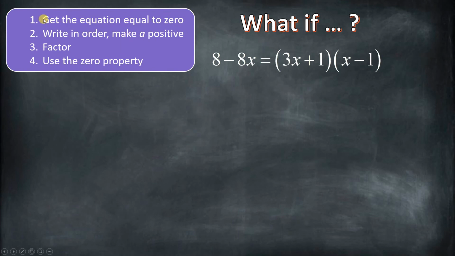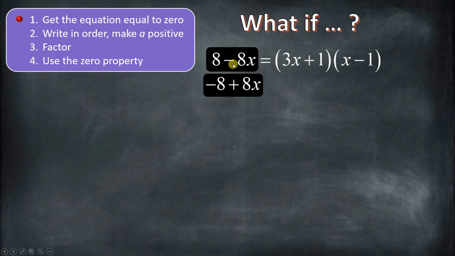We're going to first need to get this equation equal to 0. So that means we either need to move all of this to the right or all of this to the left, and it's your choice. So I went ahead and decided I was going to move the 8 minus 8x to the right side by using inverse operations. So I'm going to subtract 8 and add 8x to both sides. And then I'm going to go ahead and simplify it.